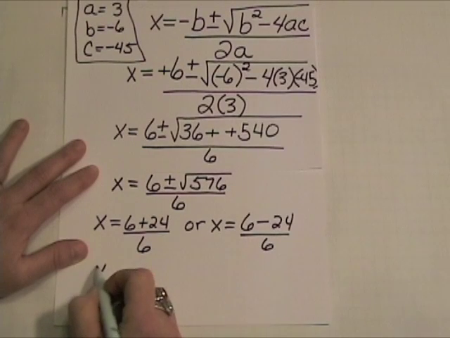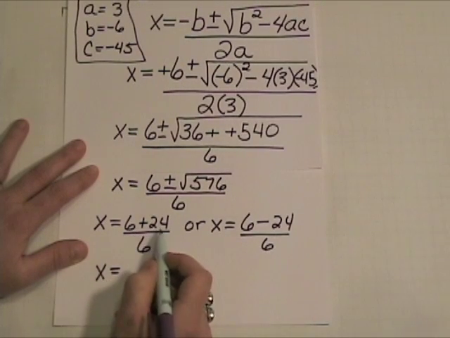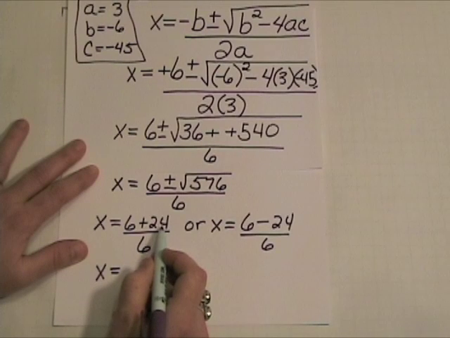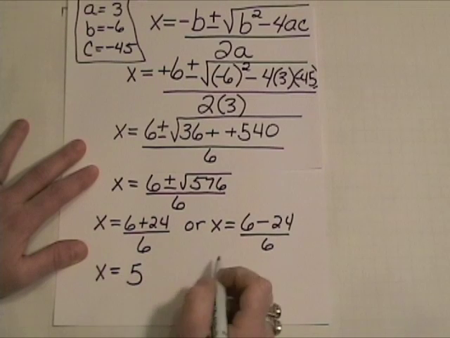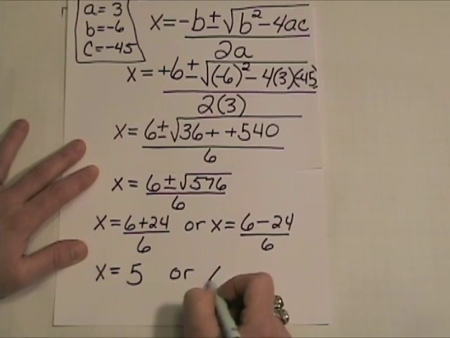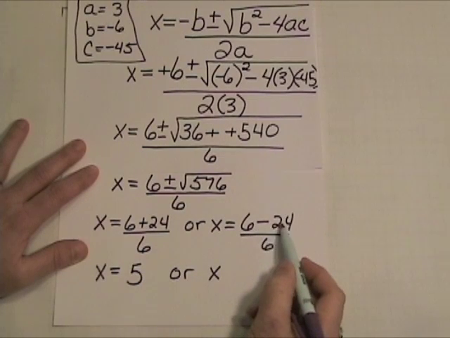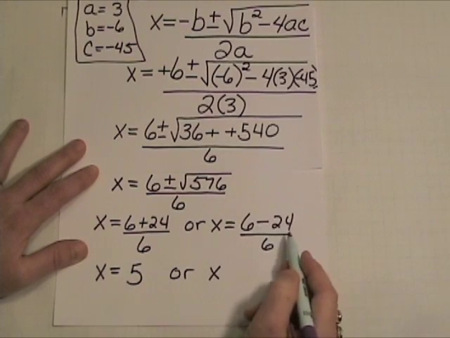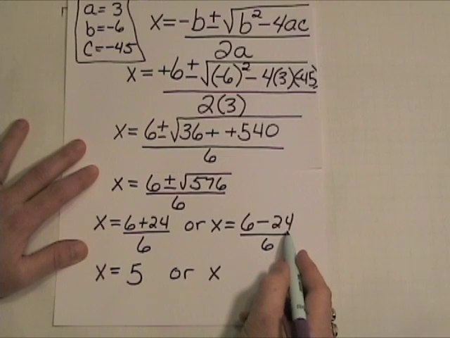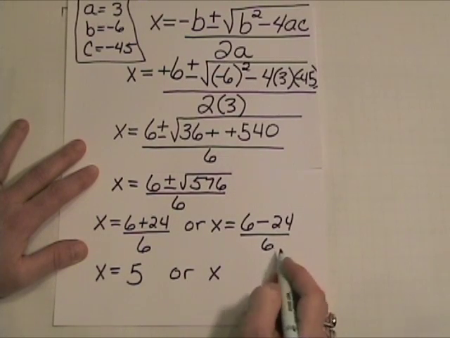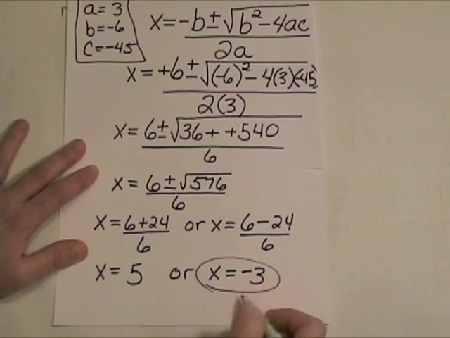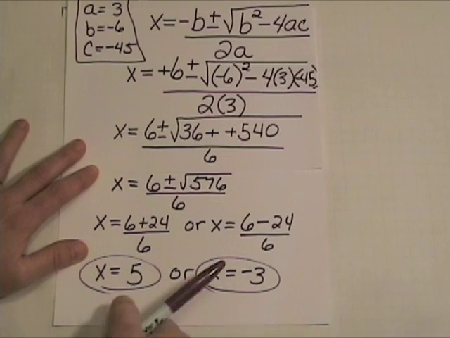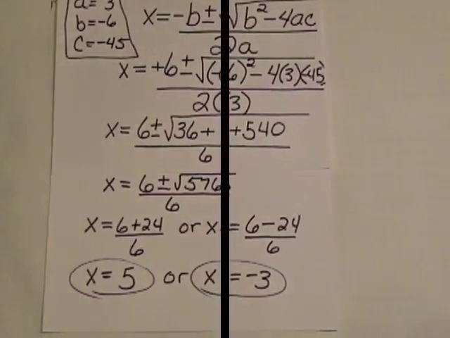So let's find out what these two x's are. 6 plus 24 is 30. 30 divided by 6 is positive 5. Over here, 6 minus 24, or plus a negative 24, is negative 18. And negative 18 divided by positive 6 is negative 3. So in this particular case, we ended up with two answers to this particular quadratic.